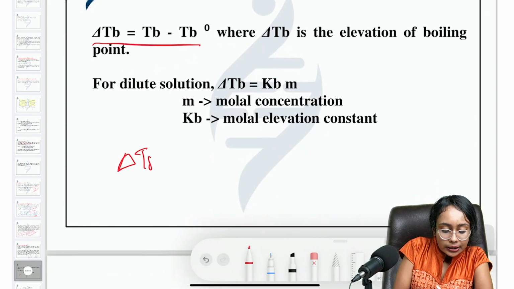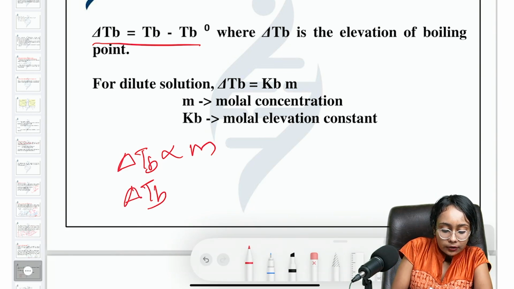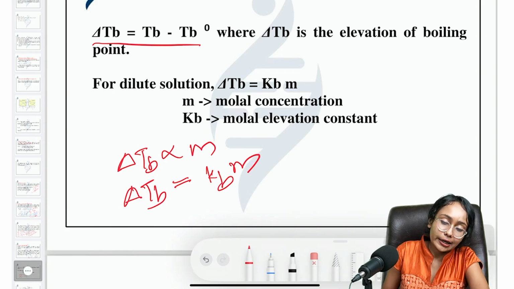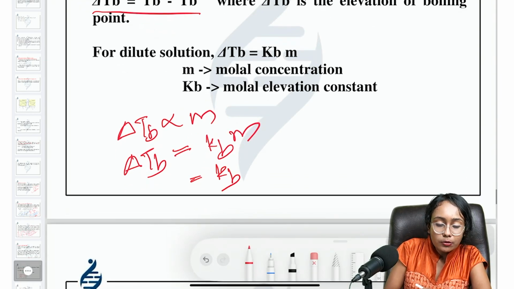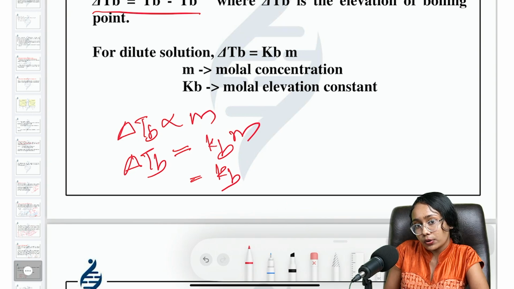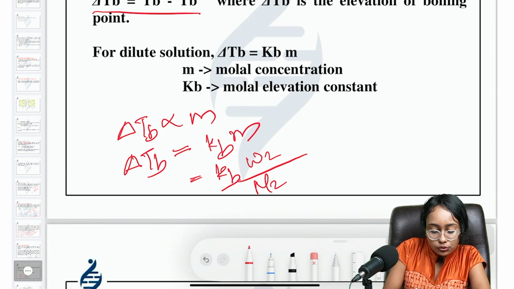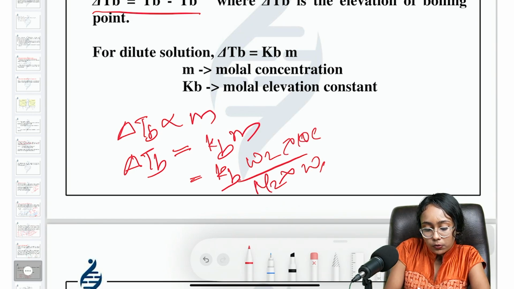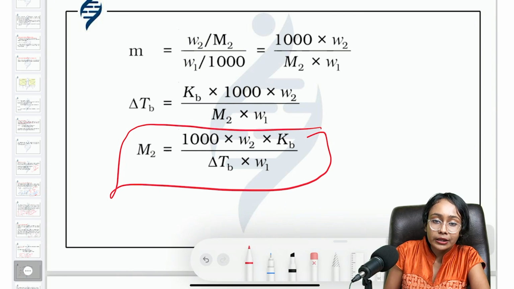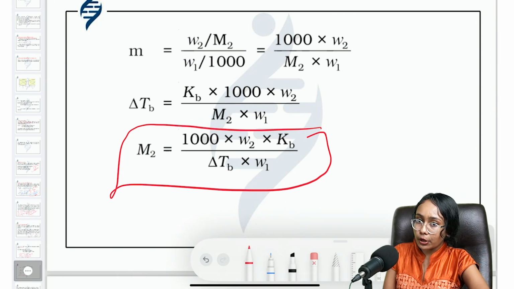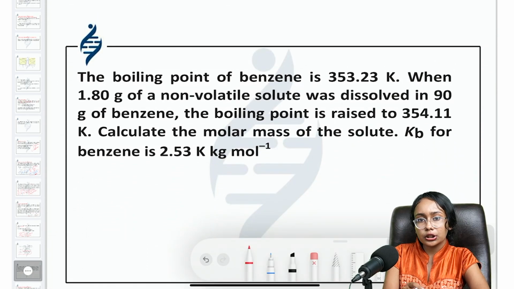So we know that delta TB is directly proportional to molality. Then, removing the proportionality, we introduce a constant Kb into molality. Kb into M. Kb means molar elevation constant. Now, Kb into what is molality, number of moles of solute divided by mass of solvent in kilograms, right? So, number of moles of solute means W2 divided by M2 into W1 into 1000. That is equal to delta TB, right? From this equation, we can reach the equation of molar mass of solute using elevation of boiling point. This is the equation. Using this equation, shall we do a problem from NCERT textbook? Very simple derivation. You can do it in 3 to 4 steps itself.